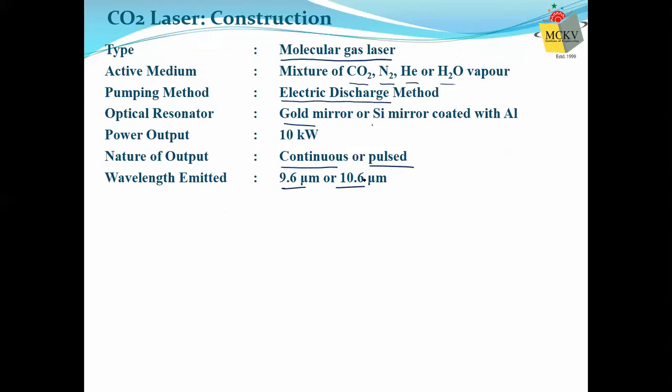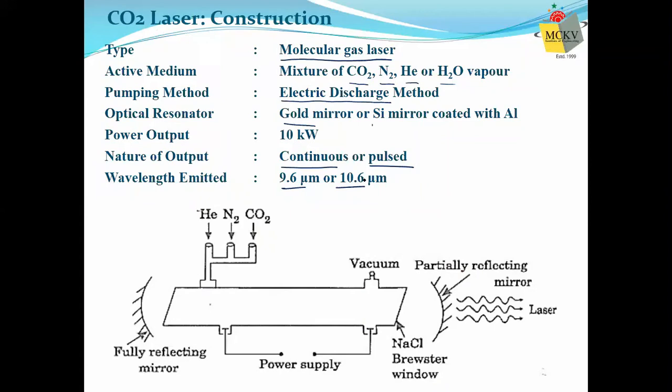Now, let's understand the construction. So this is the basic thing. This is the chamber in which you can place your gases. So you require three inlets, one for helium, one for nitrogen, one for carbon dioxide. If you want to use water vapor, instead of helium, you place water vapor.